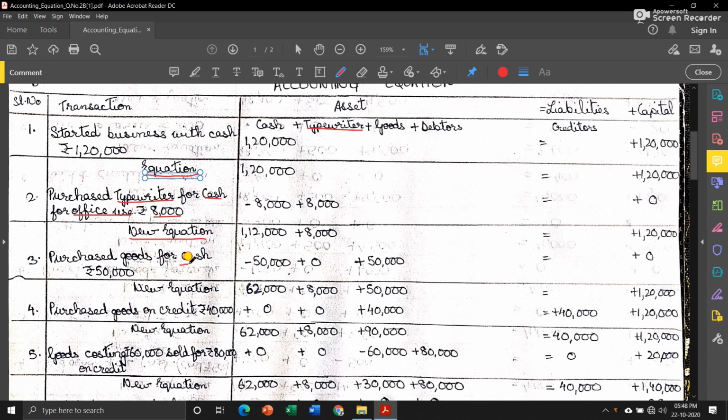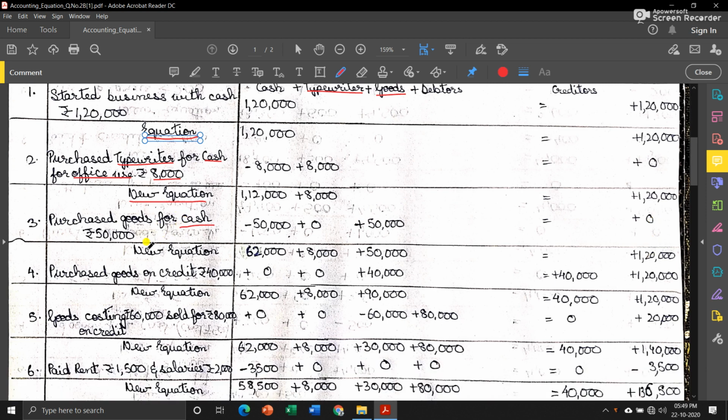Now after that, the third transaction was purchase goods for cash rupees 50,000. He purchased goods for cash, that means he paid this 50,000 in cash, so we will deduct 50,000 from the cash column. Typewriter, we had nothing to do with this transaction, so we will write plus 0. Then goods, either you can write goods or stock. It will be better if you write stock, but the meaning is the same, but it will look nice if you write stock. I had made a mistake and I wrote goods. So we purchased goods worth rupees 50,000, so we got a new batch of stock, plus 50,000. And on the liability side we had nothing to do with capital.